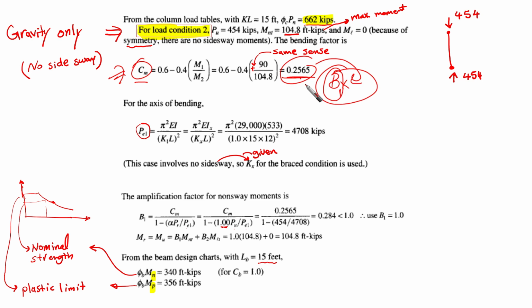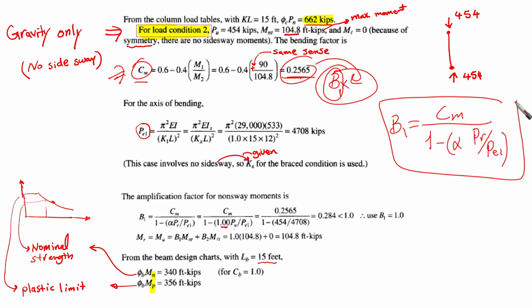Okay, and now let's go for the calculation of B1. We want to calculate B1 now, the amplification factor, right? If you remember, we said that it equals Cm over 1 minus alpha PR over PE1. From where this equation? Please visit the previous video. Then we are going to have PE1 equals pi squared EI over K1L squared. Everything is known for us.